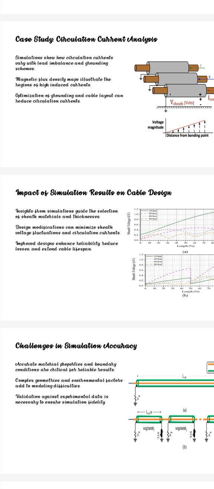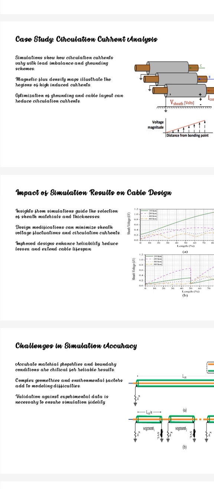Insight of simulation guide: selection of sheath material and thickness. Design modifications can minimize sheath voltage fluctuations and circulation currents. Improve design, enhance reliability, reduce losses, and extend cable lifespan.